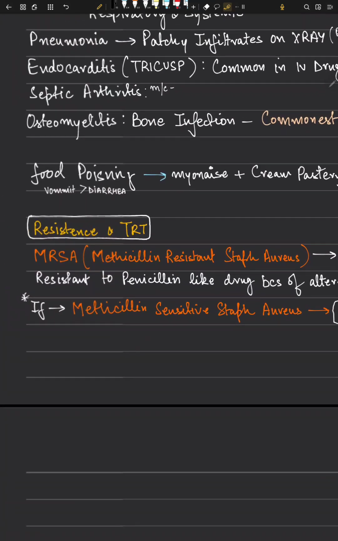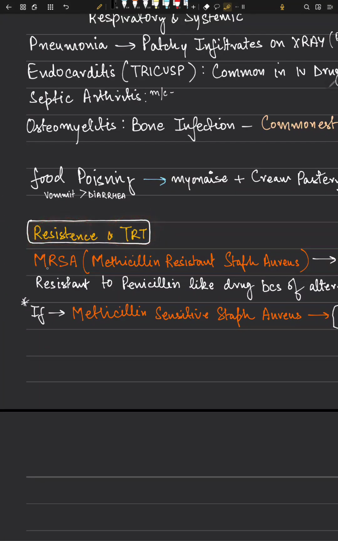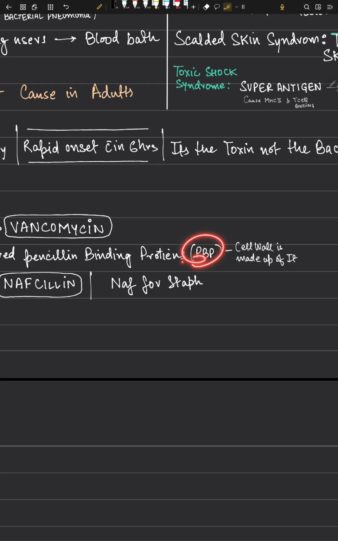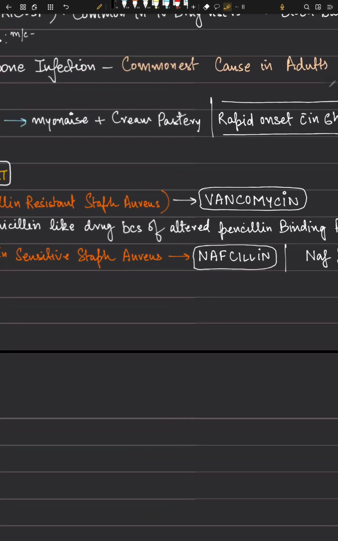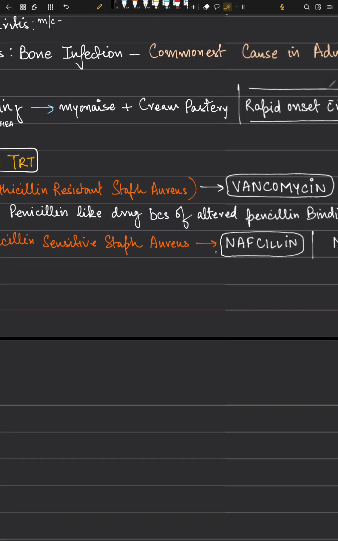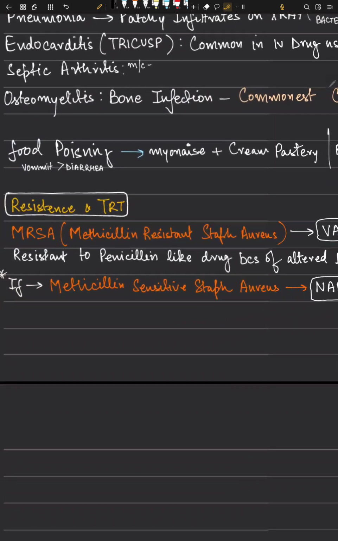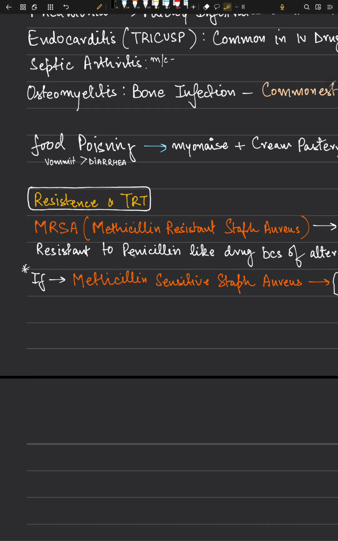Okay, what about resistance and treatment? Well, if this is methicillin resistant Staph aureus, it means that it is resistant to this drug called methicillin. It is resistant to penicillin-like drugs because of an altered penicillin binding protein, PBP. The cell wall of these bacteria is made up of PBP, and it alters this PBP. So what happens is that it becomes resistant to penicillin.